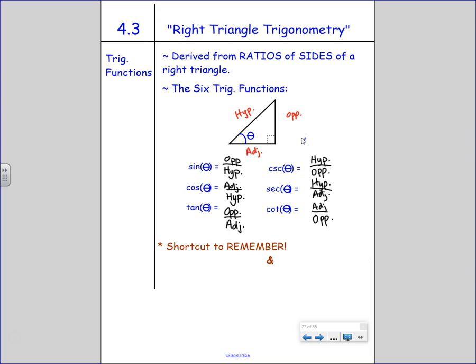Hence where our SOH, sine is opposite over hypotenuse. CAH, cosine is adjacent over hypotenuse. TOA, tangent is opposite over adjacent, comes from. Is cotangent x over y? Yes. So take tangent, y over x, flip it, x over y. CHO, cosecant is hypotenuse over opposite. SHA, secant is hypotenuse over adjacent. TAO, cotangent is adjacent over opposite.